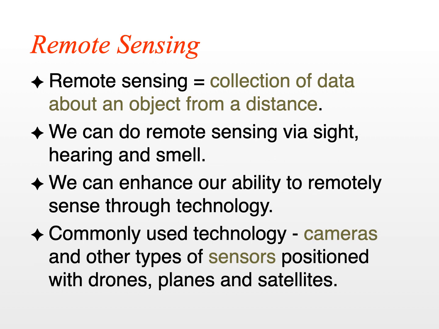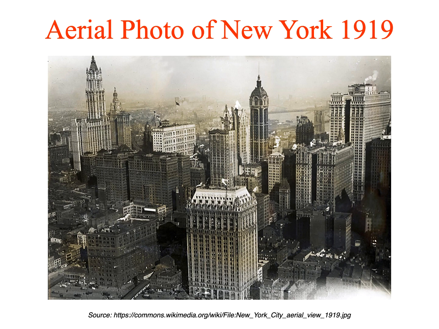We have used technology to enhance our ability to do remote sensing. There are two common pieces of technology used that obviously can do remote sensing, and that's cameras and other types of sensors that we position on things like planes, satellites, and even drones. So here's an example of an early aerial photograph taken from above of New York City in 1919. This would be an example of a remotely sensed image done through photography.